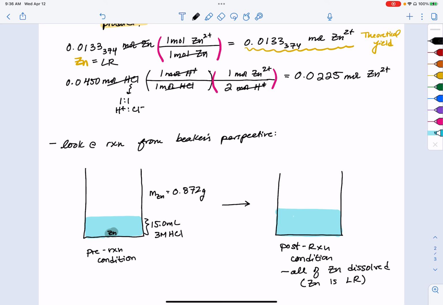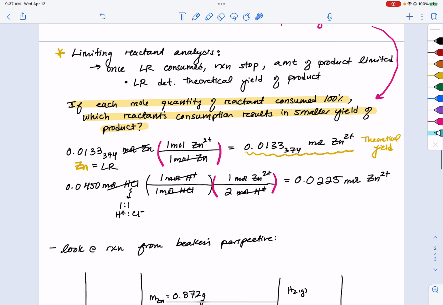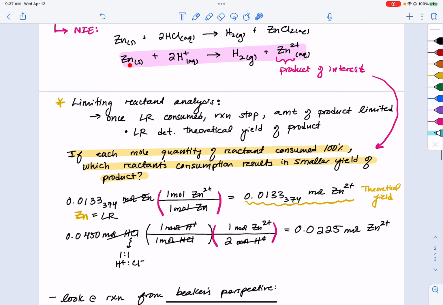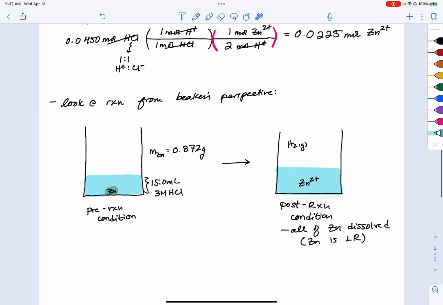Meaning that I've got some hydrogen gas that's being formed, and then I also now have zinc ion in solution. And remember, my net ionic equation says that my zinc metal and my zinc ion exist in a 1-to-1. The only thing that I haven't included in my original solution is my stoichiometric proportion of H pluses, and also don't forget those chloride ions.